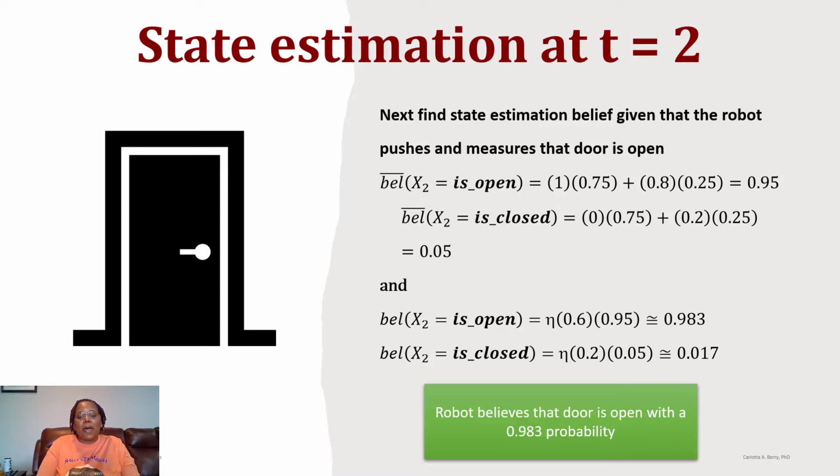So now the robot believes that the door is open with a 0.983 probability, which is much better than what we got before. So it's a matter of, do you want to take the chance of the robot driving forward and possibly damaging itself or the door? Or is that enough of a confidence for the robot to say the door is most likely open, I can now enter that space? So this concludes our example of state estimation using Bayes filter.